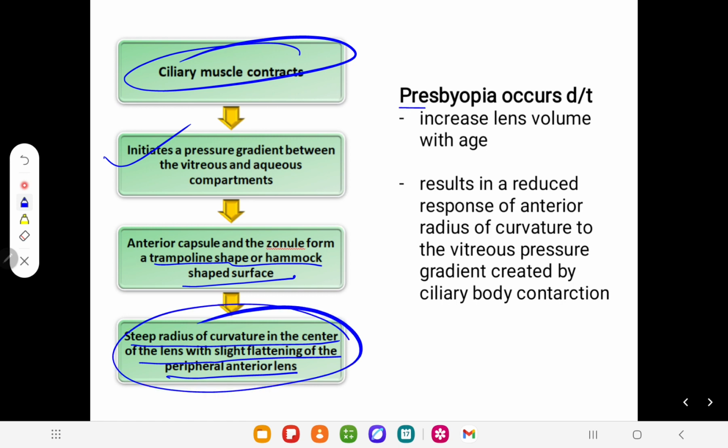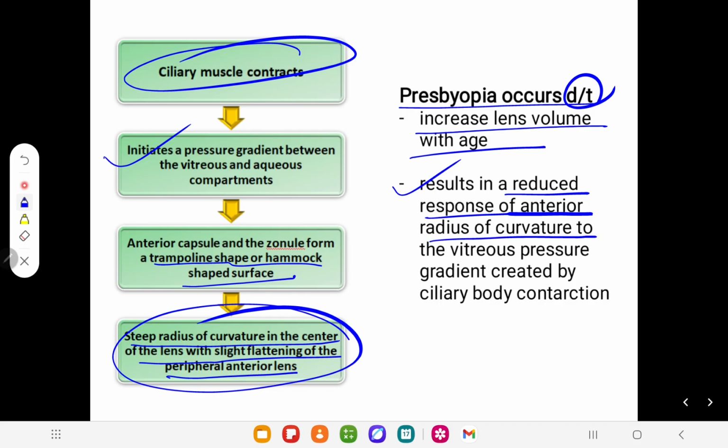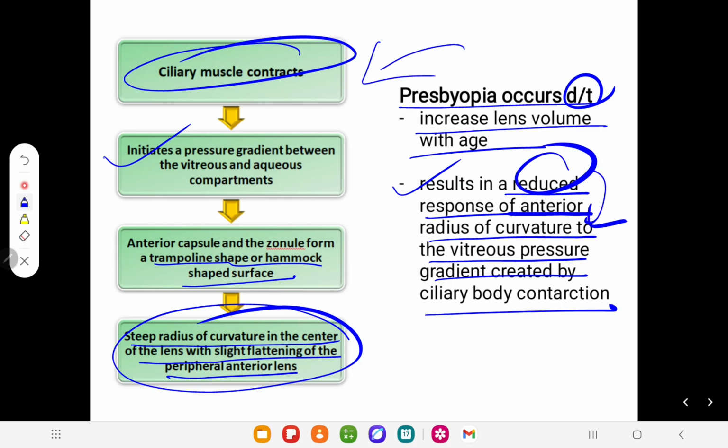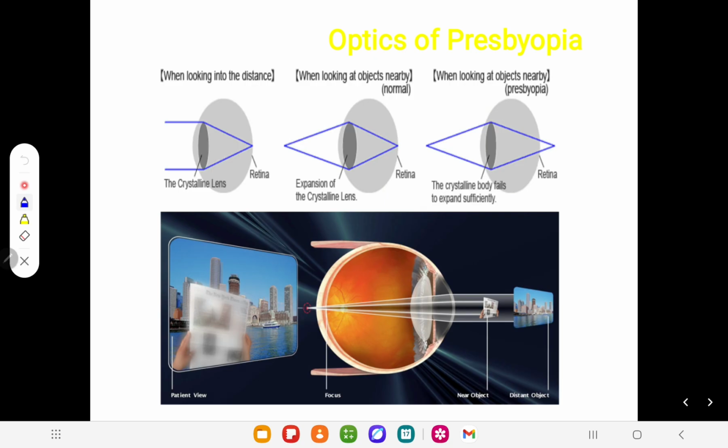But at the same time, presbyopia occurs due to an increase in lens volume with age, which results in a reduced response of the anterior radius of curvature to the vitreous pressure gradient created by the ciliary body. So that's why it reduces the anterior curvature surface, and based on this theory, we can think that's how presbyopia is going to occur. Okay, fine.